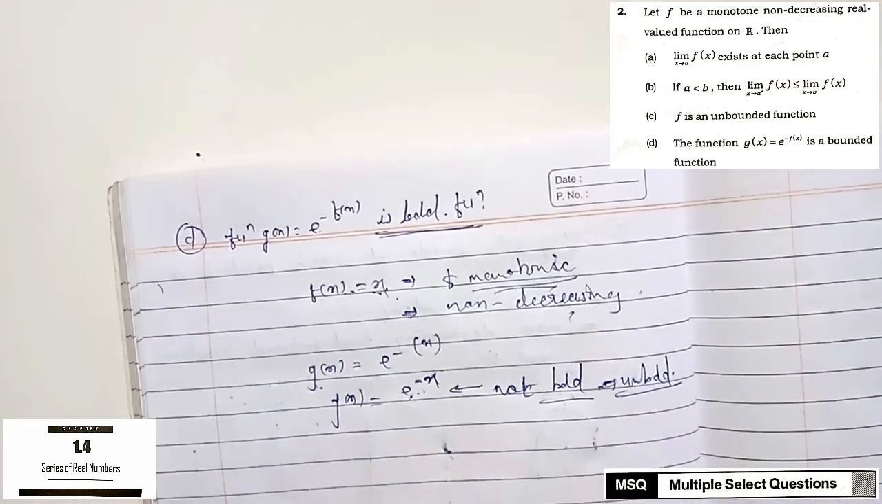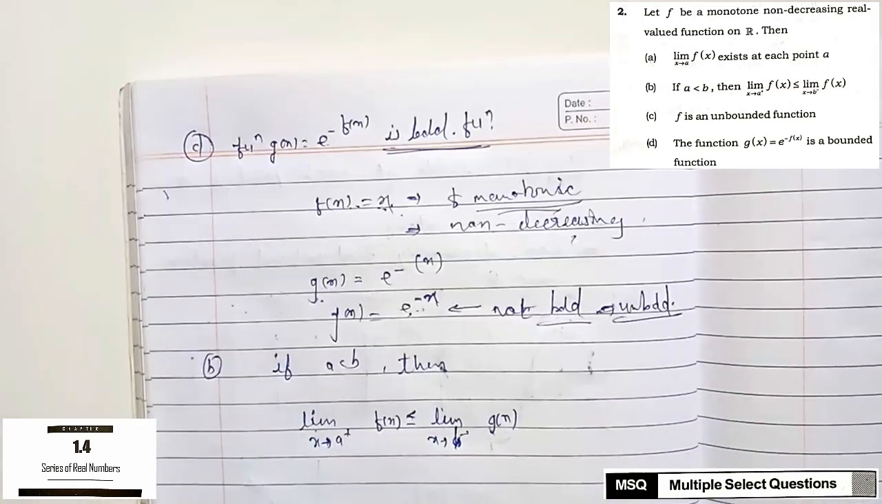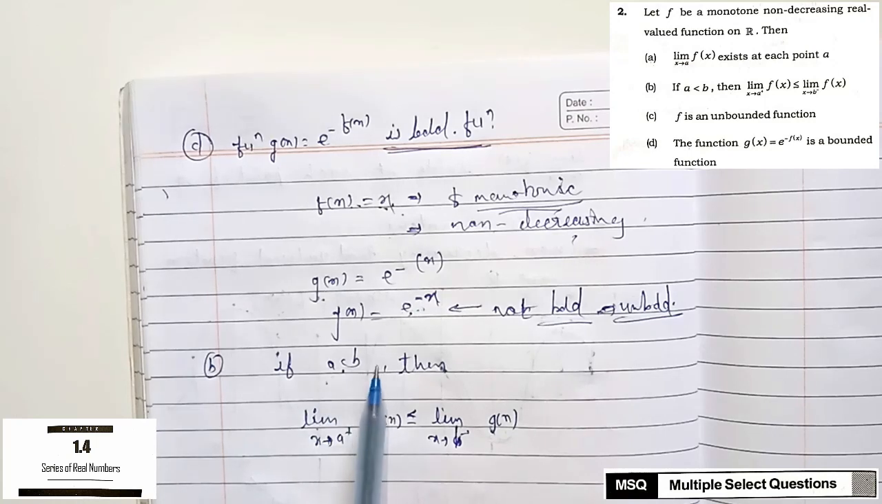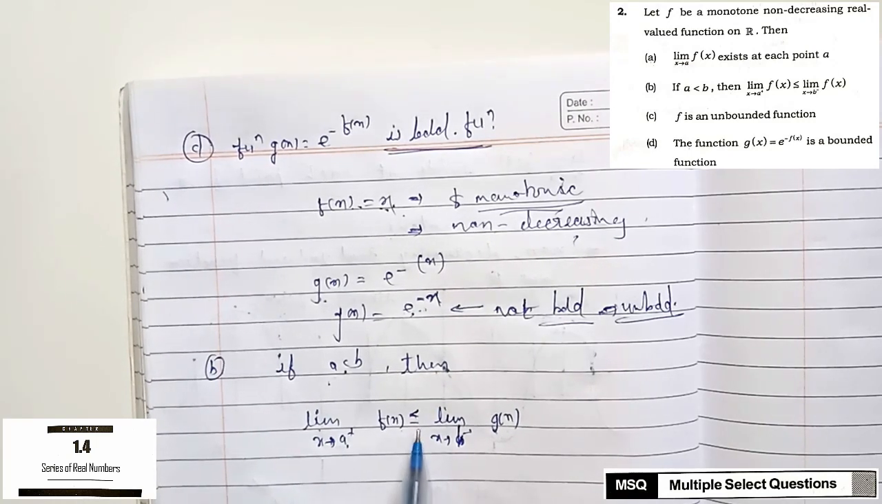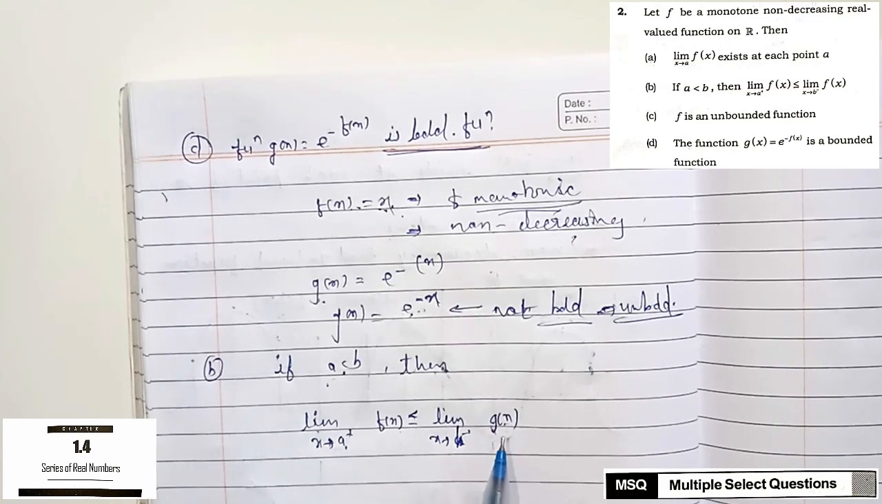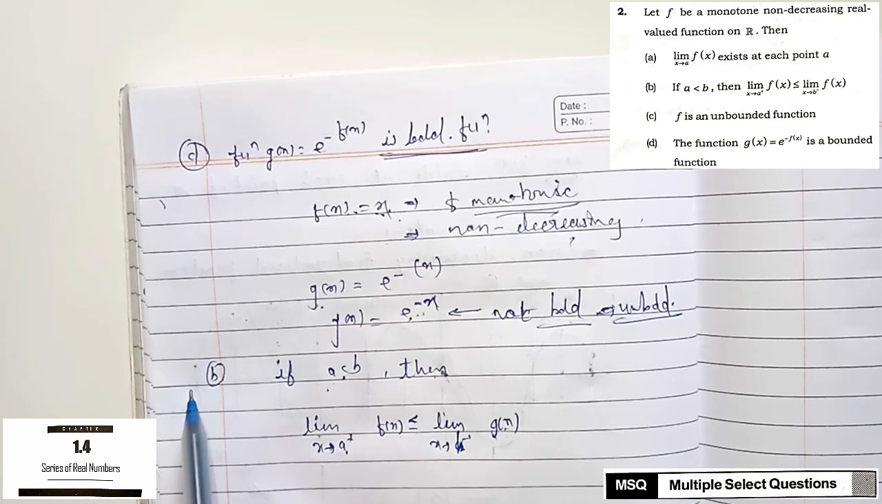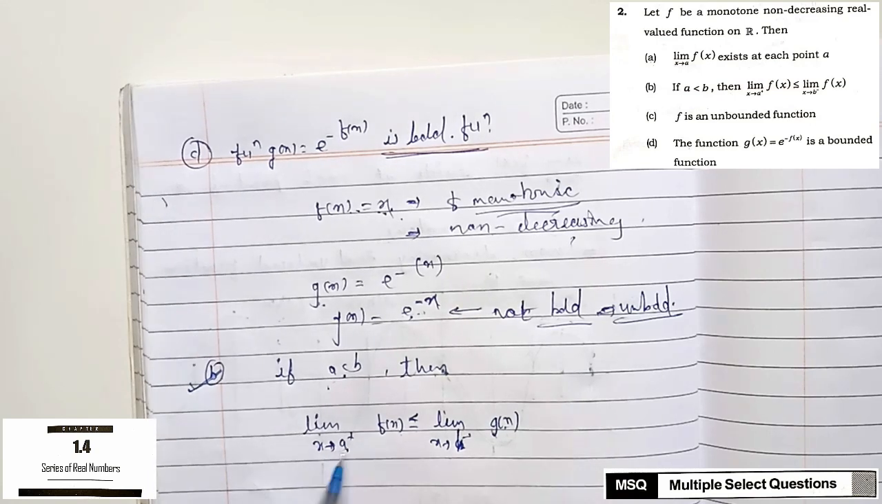And now the leftover is option B. So we'll go through option number B. In option B, if a is strictly less than b, then limit x tends to a plus f of x is less than or equal to limit x tends to b minus g of x. So if all the other options are wrong, then option B is obviously true. So you may take any other counterexample where the value of a needs to be bigger and b needs to be smaller. So this will hold.